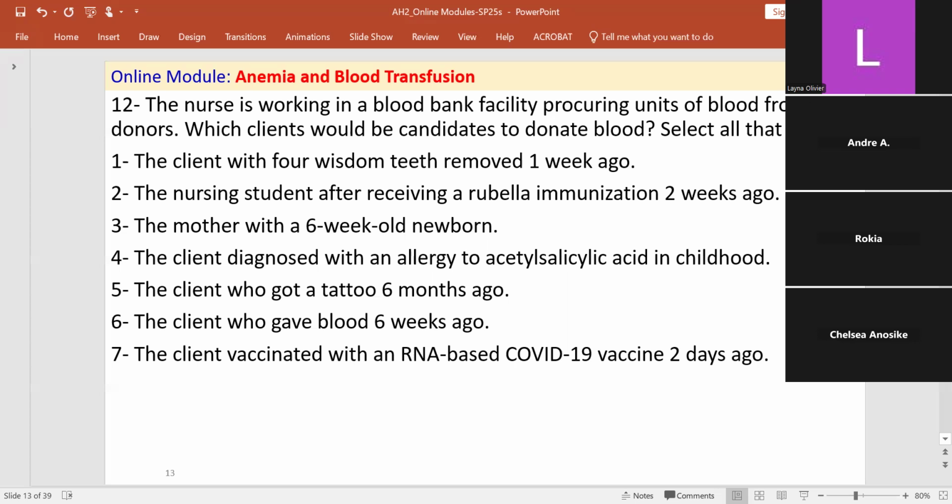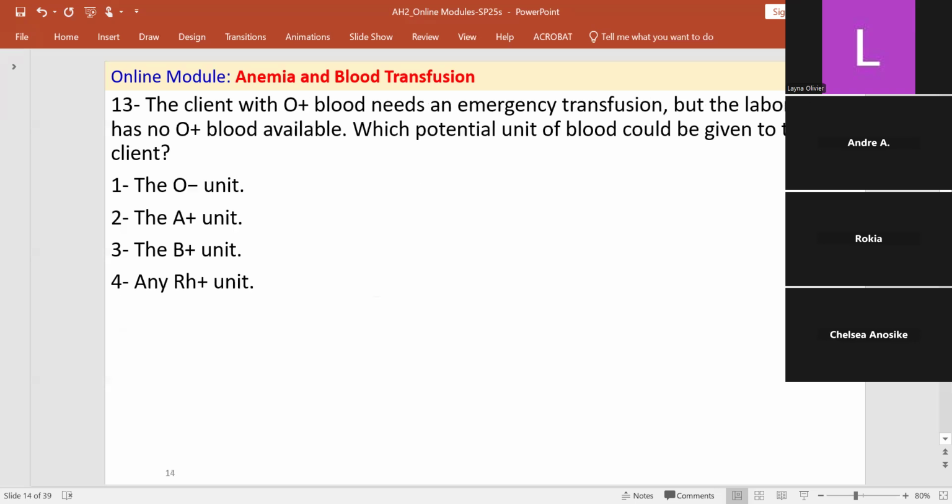So this one is okay for 2 days, but if it was a live attenuated, then they have to wait 2 weeks. So far, we have those who can donate blood are 1, 3, 4, 5, and 7. 13. This is a good application question about the different blood groups and who should receive what and contraindicated from receiving blood, like specific blood groups.